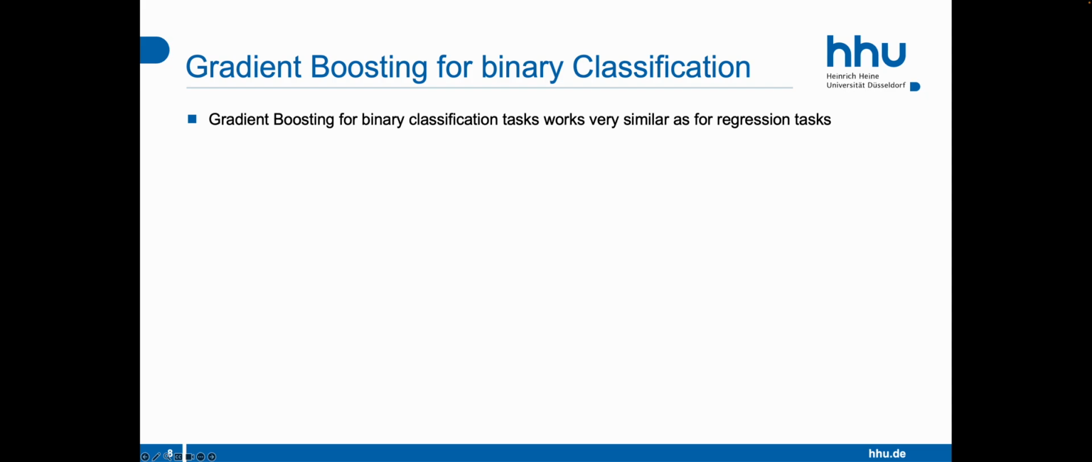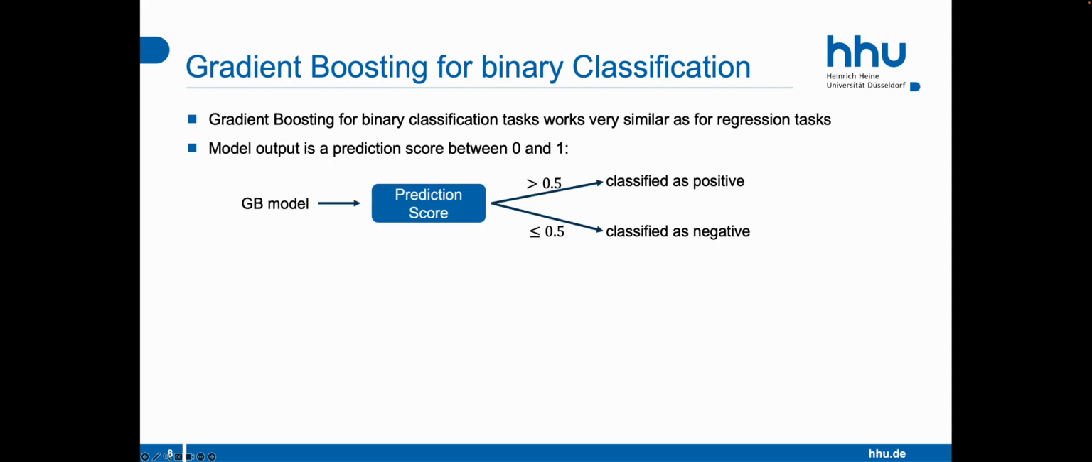If we fit a gradient boosting model for binary classification task, the predicted output value will not be simply the positive or the negative class, but a score between 0 and 1. We can interpret the score as a probability of the data point belonging to the positive class. For example, a score of 0.7 could be interpreted as the model thinks there is a 70% chance that this data point belongs to the positive class.